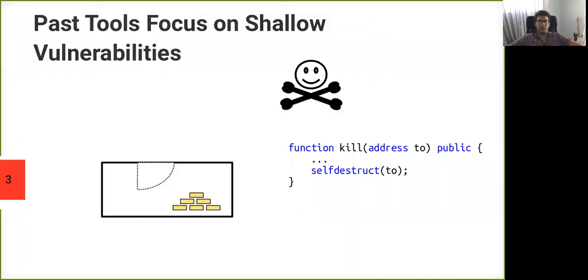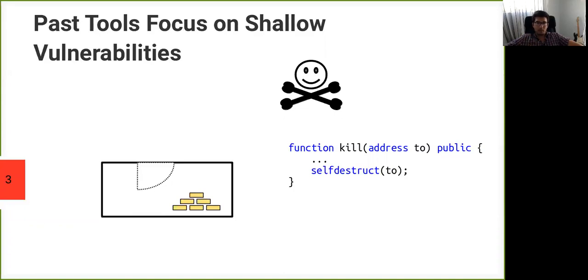Now, some of you may already be familiar with past work for statically finding vulnerabilities in smart contracts. Many of these are geared towards shallow bugs, such as the one I'm going to be explaining now. So I'm going to be using an analogy in the rest of the presentation. I'll be talking about rooms, doors, gold, and pirates.